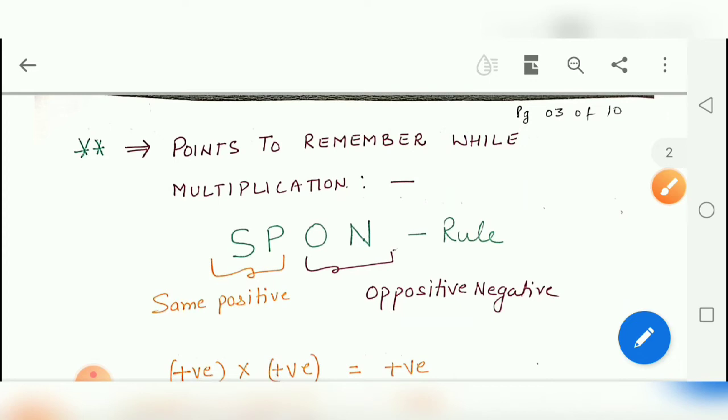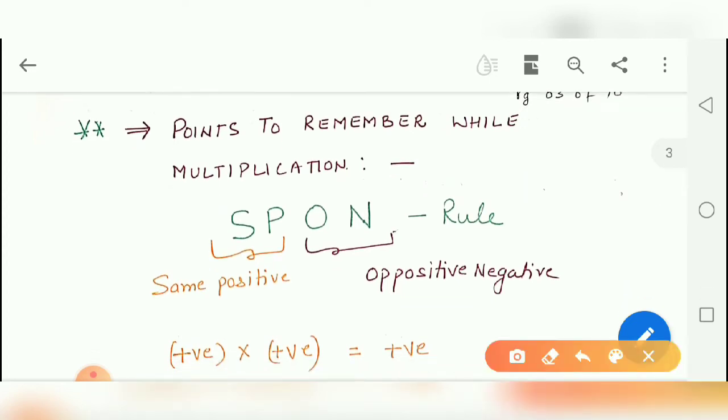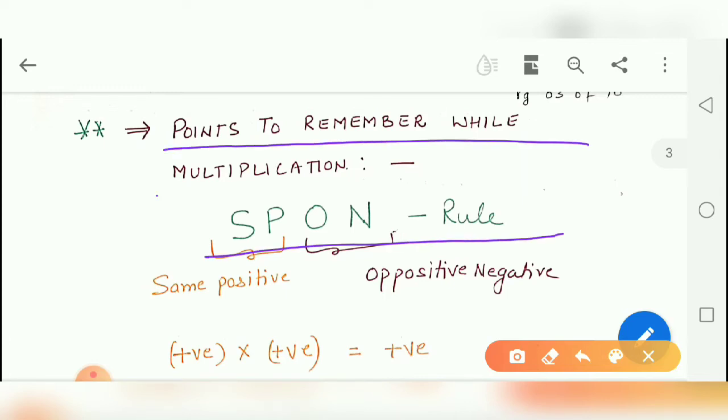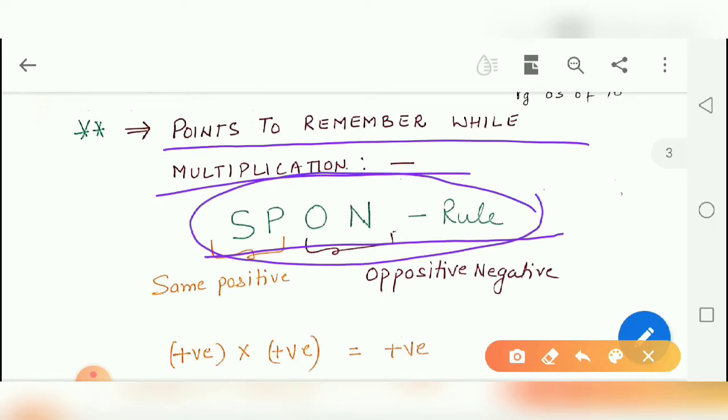Now there is one rule, that is the SPAWN rule. These are the points to remember while multiplication. What is the SPAWN rule? This rule is just for remembering how we can do the multiplication of rational numbers or integers. This rule we have already done in class 7th also. Now today I am again revising it with you. What does SPAWN mean?